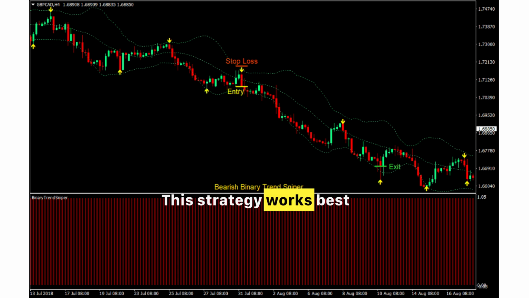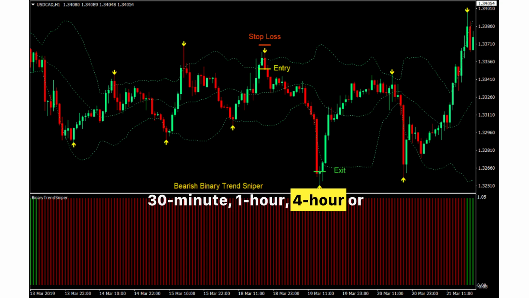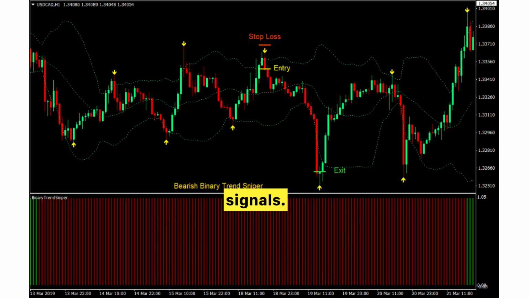This strategy works best in markets that are trending slowly, not wild chop. Time frame matters. Use the 30-minute, 1-hour, 4-hour, or daily charts for cleaner signals. And as always, never risk more than 2% of your account on a single trade, and place your stop loss before entering. Clean setups plus proper risk equals consistency wins.